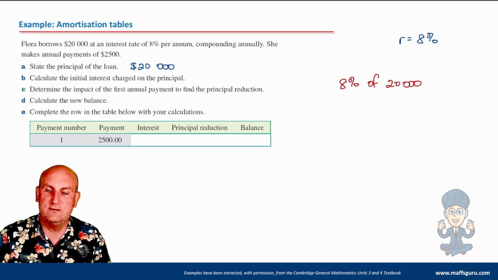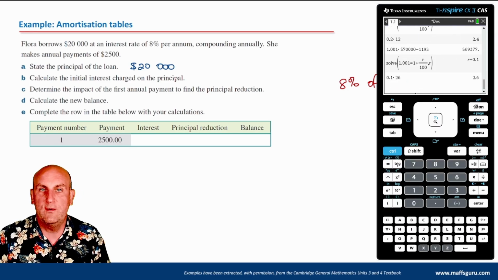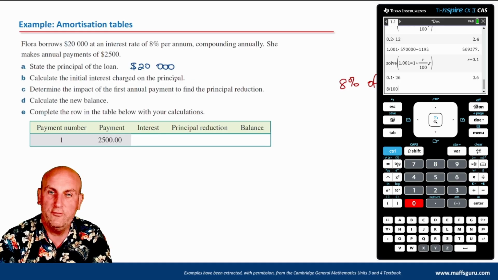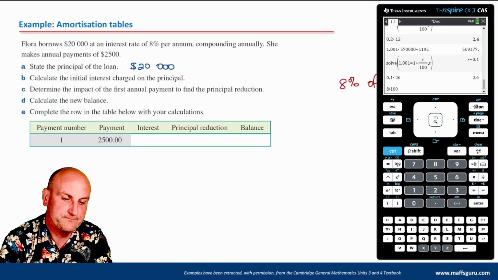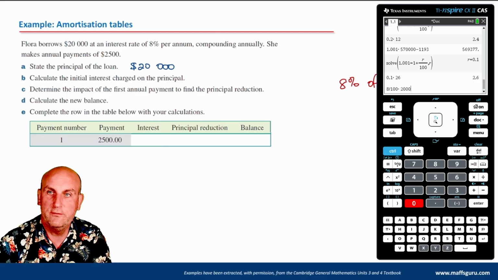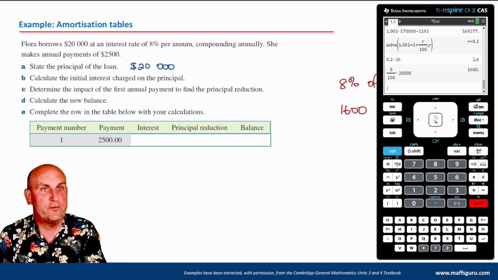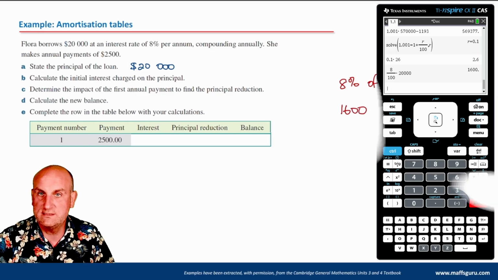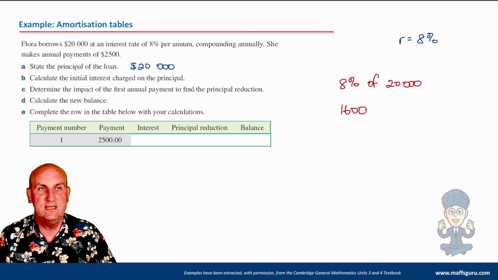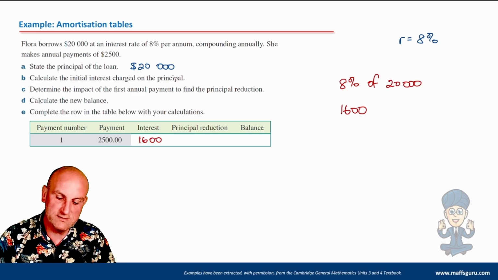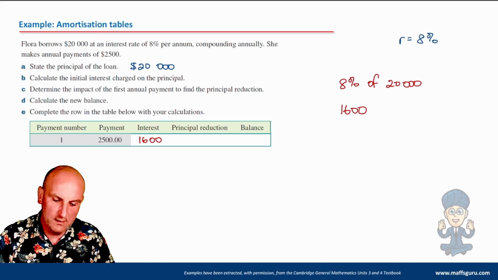Fire up my calculator. 8%, if you remember, is 8, where I see percent I divide by 100, times, which is of. So 8% of 20,000, hit enter, gives me $1,600. That sounds a lot of money. Have I done that right? Well, let's say yes. So my interest there is $1,600, and I can put that here.